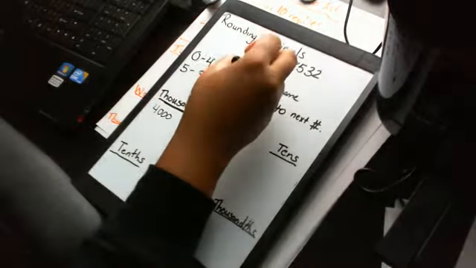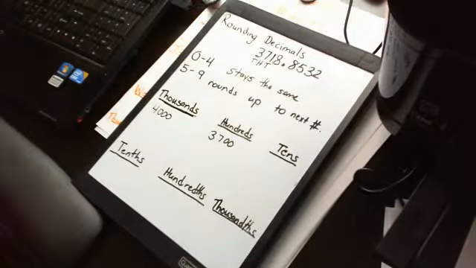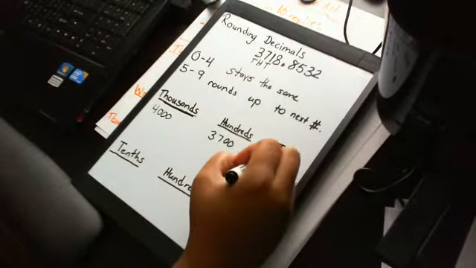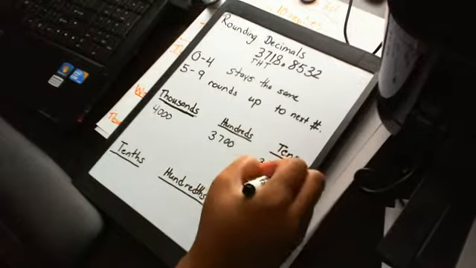Now if I looked at the tens, the number after the tens is larger than 4. So I would round it up to the next number. So 3,720.